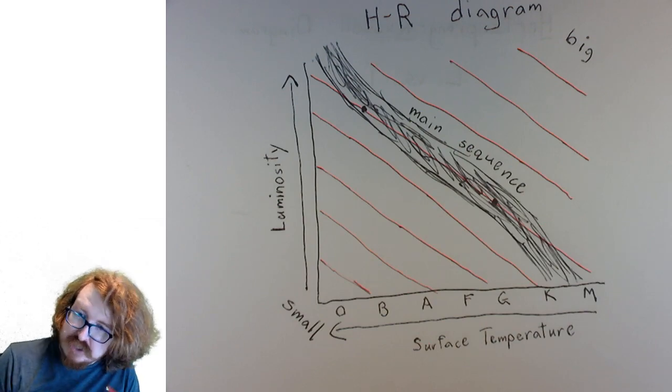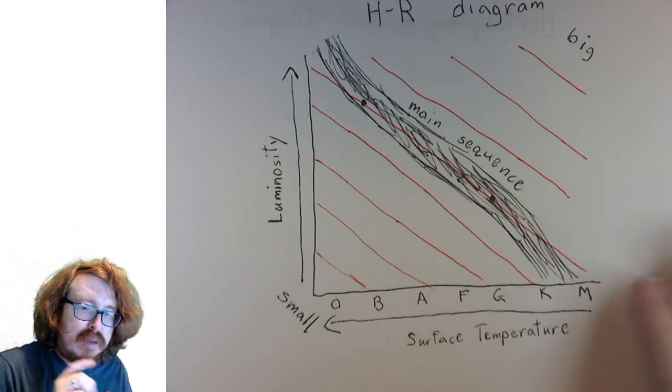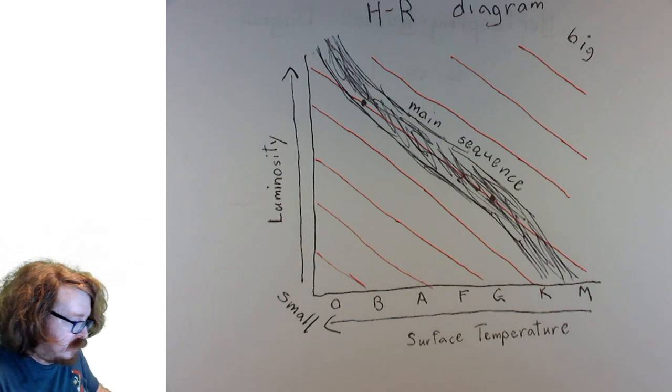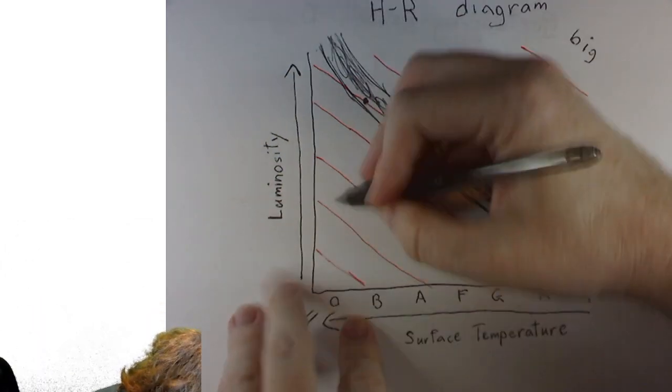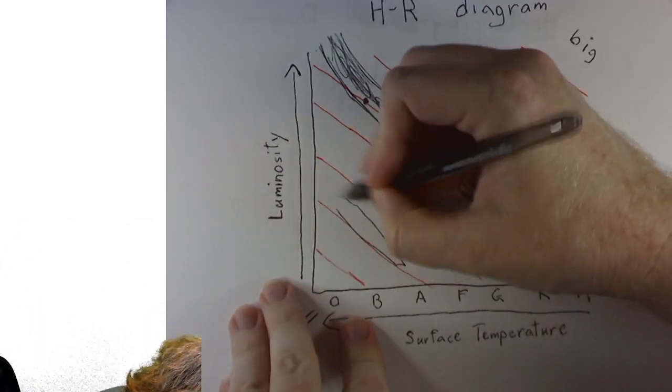But that's only 90% of stars, so where are the rest of them? 9% of stars end up down here in this general area.